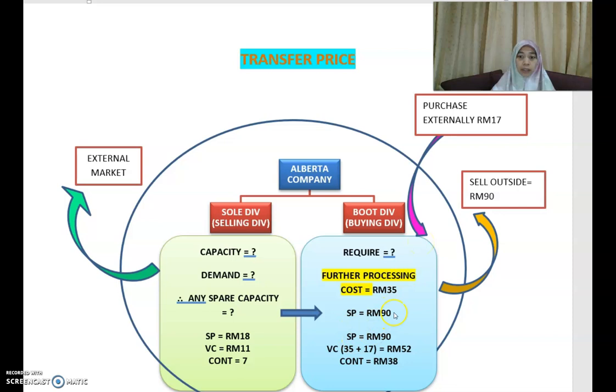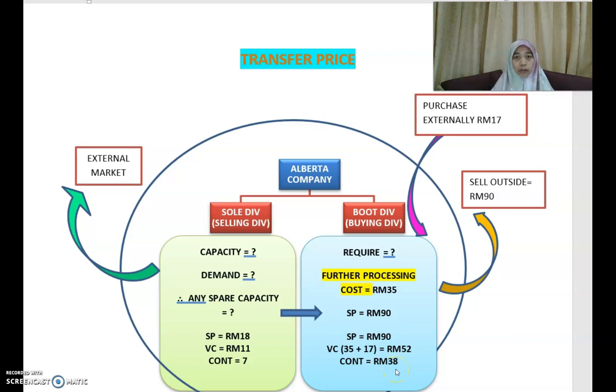So if they purchase the sole at 17 ringgit, and then they need to incur further processing cost of 35, that means to put in the upper ladder. So the total cost will be 35 plus the external sole that they purchase externally at 17. So the cost will be 35 plus 17. So that gives you 52. So selling price minus your variable cost, you get a contribution of 38.